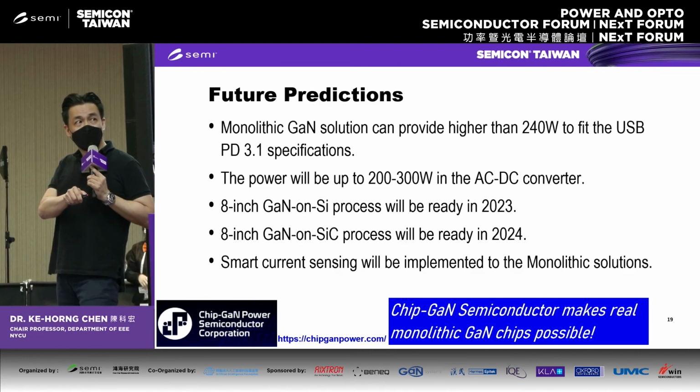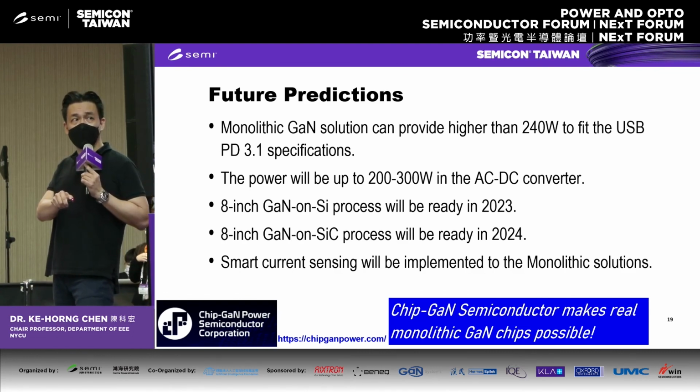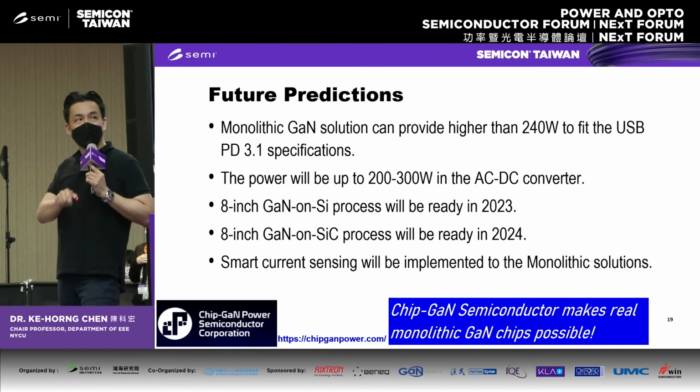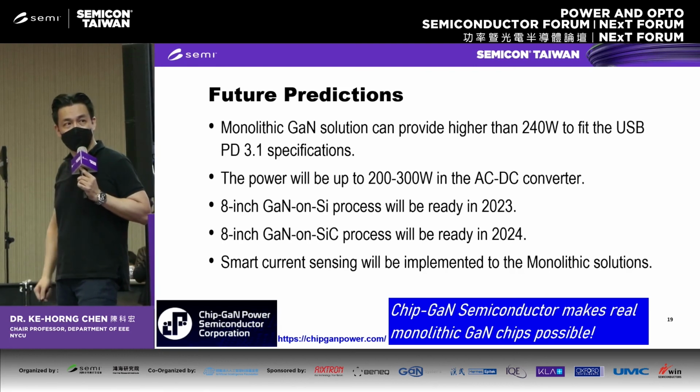and 8-inch GaN on silicon carbide process will be ready in 2024. And the most important function, smaller current sensing, will be implemented in the monolithic solution. Finally, Chip GaN semiconductor makes real monolithic GaN chips possible. Thank you.